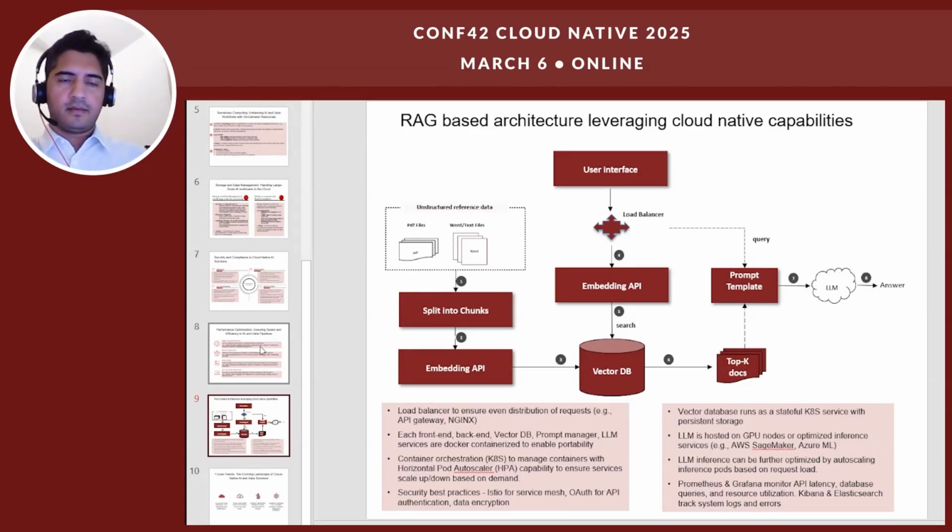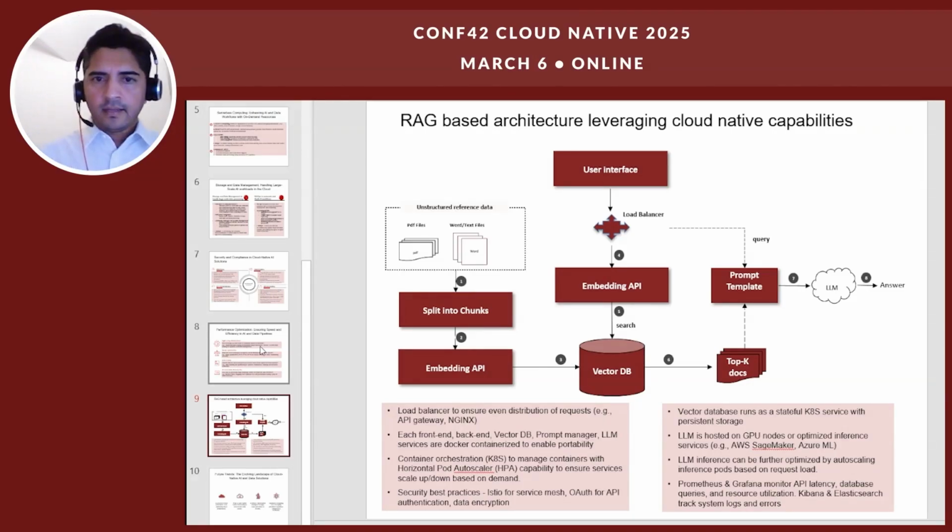Each of the front end, the back end, the vector database, the prompt template, the LLM services are Docker containerized. And this is really important, because we don't want to create monolith systems, and each component is containerized. Now we can also leverage container orchestration like Kubernetes to manage each of these containers that I just mentioned, with the HPA, horizontal pod autoscaler, capability to ensure services scale up and down based on demand, which is important. Now, making sure that in this architecture the security and the privacy, as I talked about earlier, are leveraged, and the best practices are followed, such as Istio for service mesh, OAuth for API authentication, RBAC, data encryption, and so on and so forth.